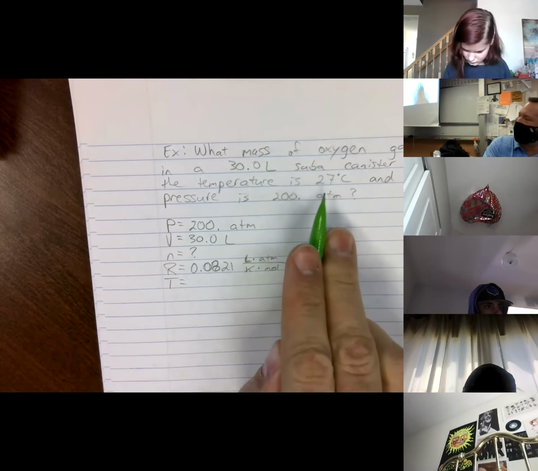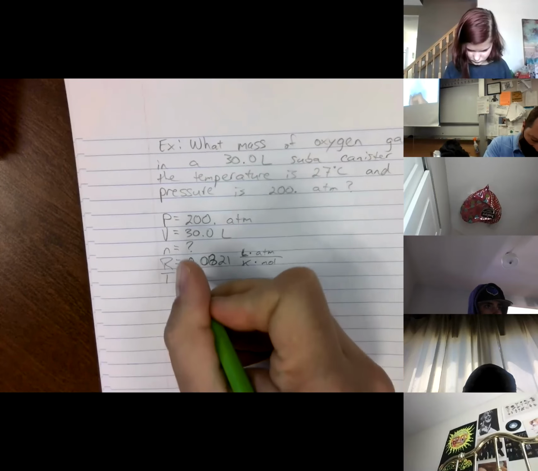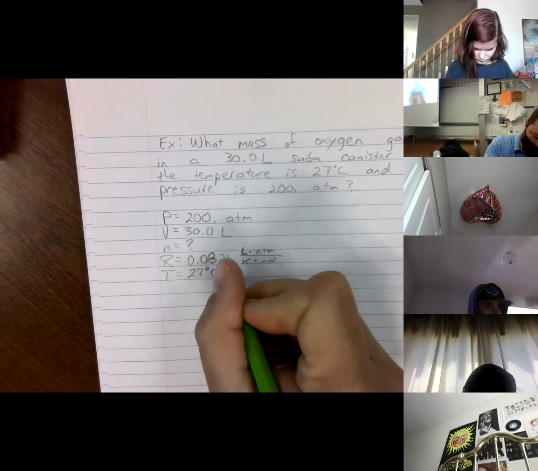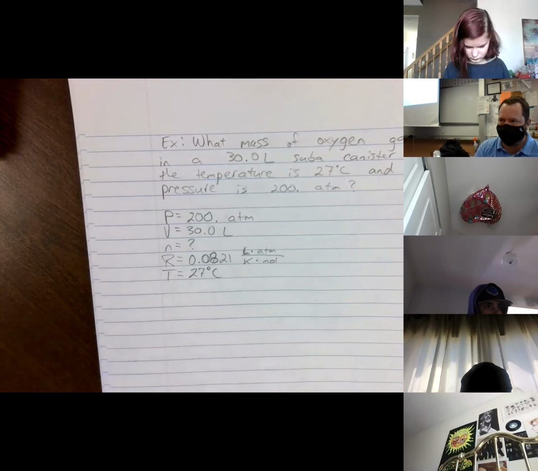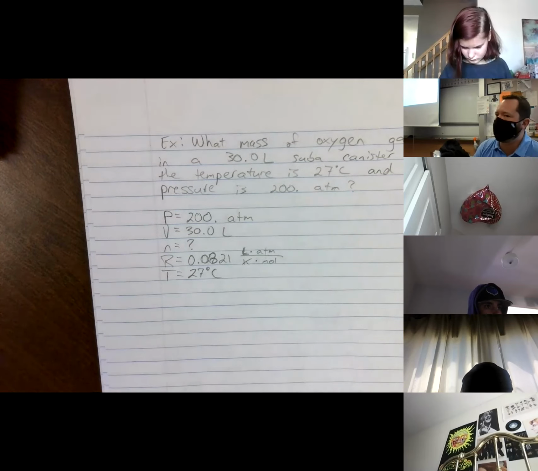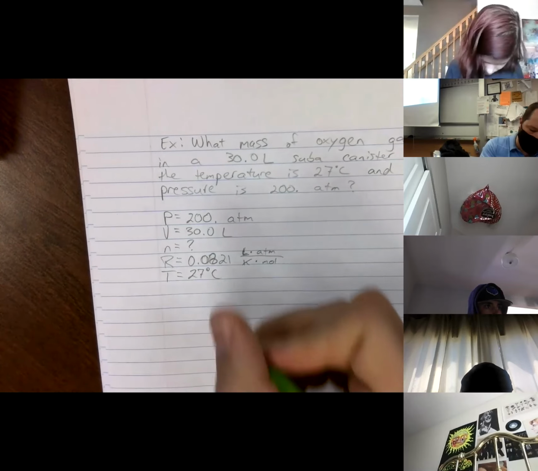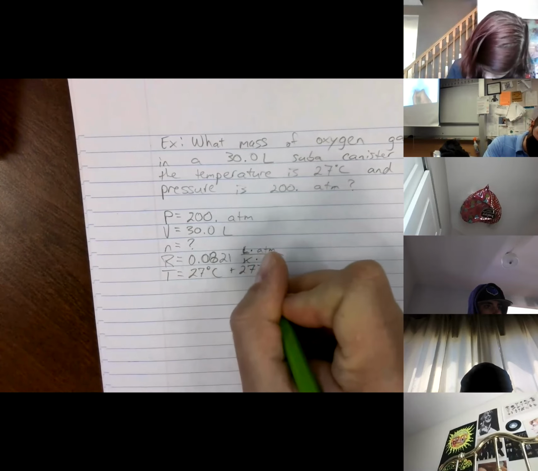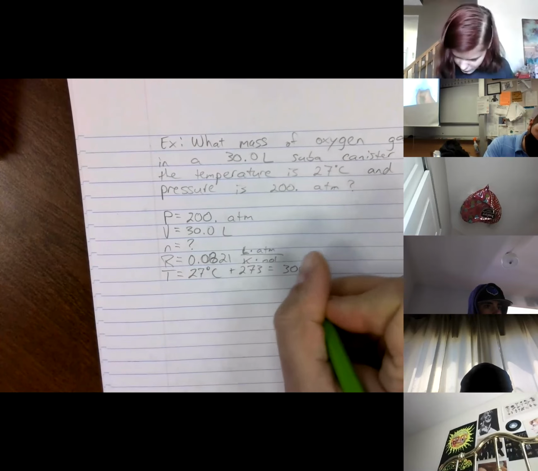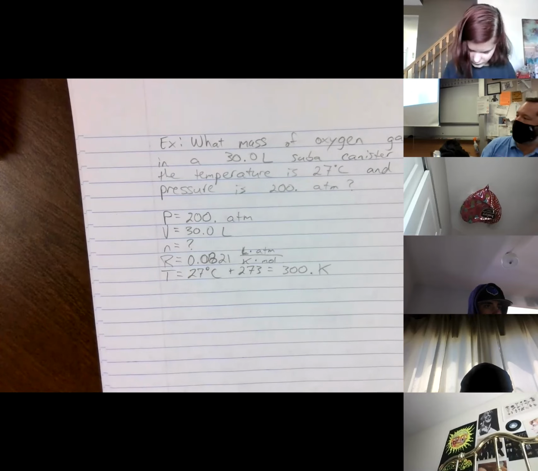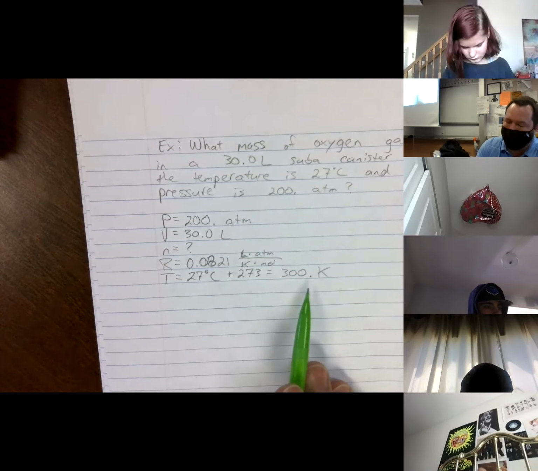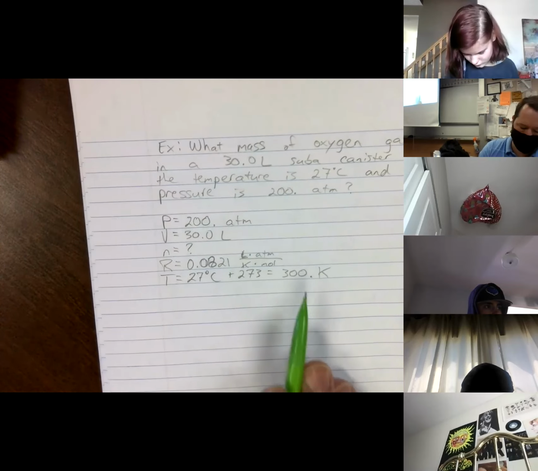And our temperature, they tell us, is 27 degrees Celsius. Hey guys, make sure you are converting to Kelvin. It cost a few of you guys some points on homework last week. You have to always convert to Kelvin. Add 273, 300 Kelvin. Again, that decimal point is important.